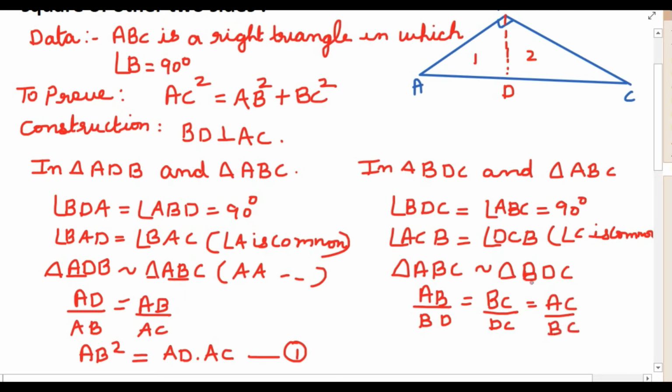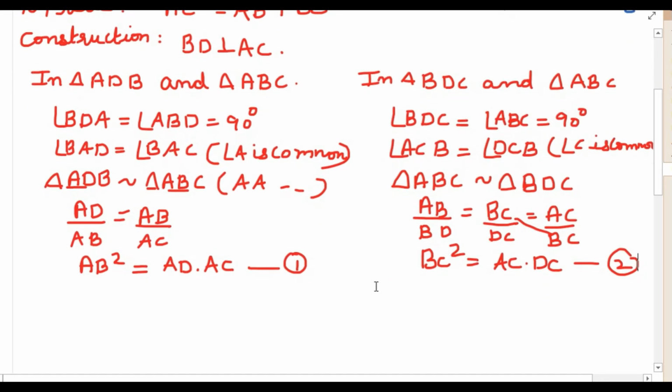So here I am going to equate these two. So BC square is equal to, I have cross multiplied the last two ratios, AC into DC. Give this equation number 2. So this is how we have proved. We have taken the left triangle and the big triangle, again the right angle triangle, small right angle triangle on the right side and the big triangle, and finally we got these two relations.